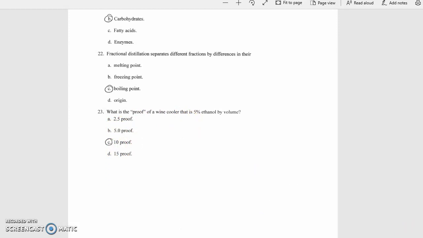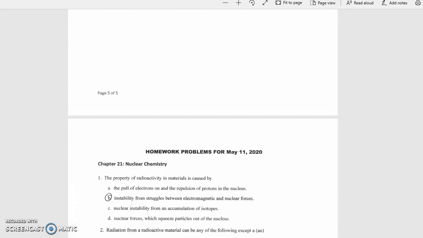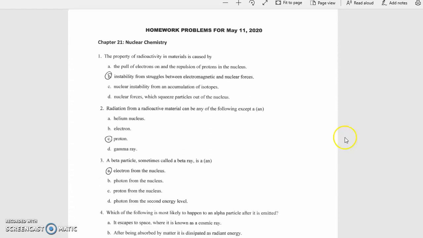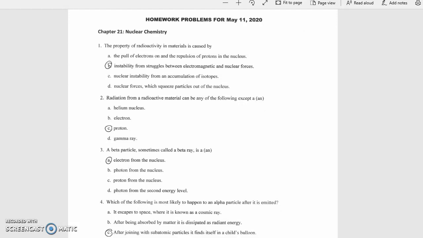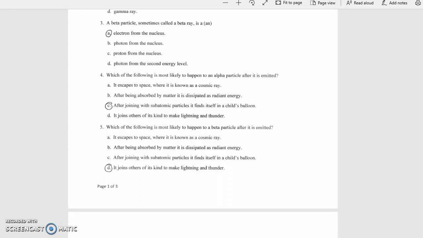Okay, continuing on then, we get into the radioactivity. The property of radioactivity in material is caused by instability from struggles between electromagnetic and nuclear forces. Radiation from radioactive material can be any of the following except it's not a proton. Helium nucleus, electron, gamma ray, but not a proton. A beta particle, sometimes called a beta ray, is an electron from the nucleus. Okay. And then number 4, the answer is C.